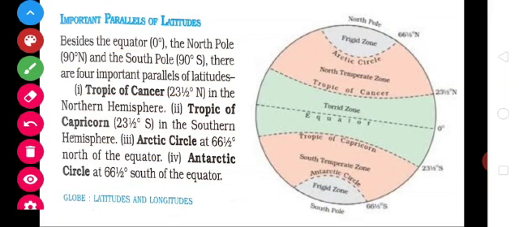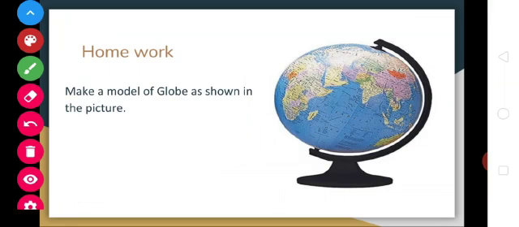That's all, children, today's class is over. Note down your homework: make a model of a globe as shown in the picture. You can take a ball or a balloon in spherical shape, place a needle, and make a stand for the globe with cardboard pieces.